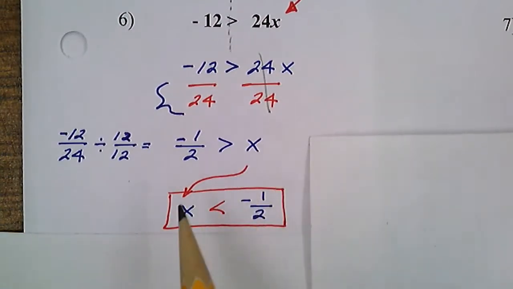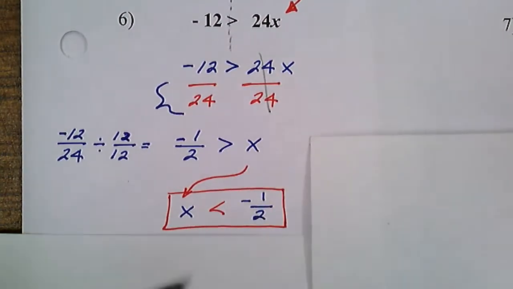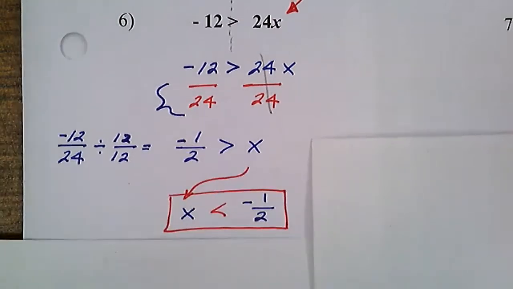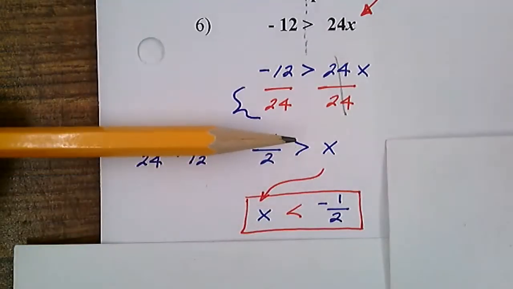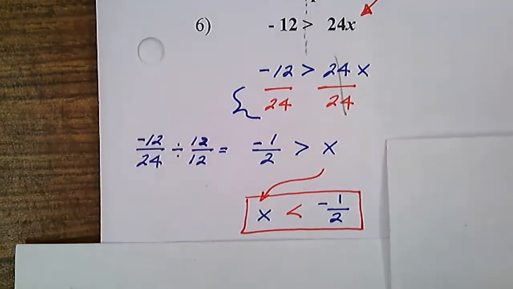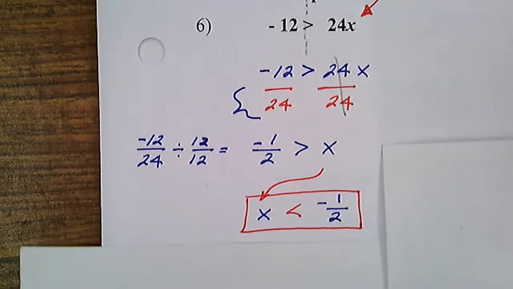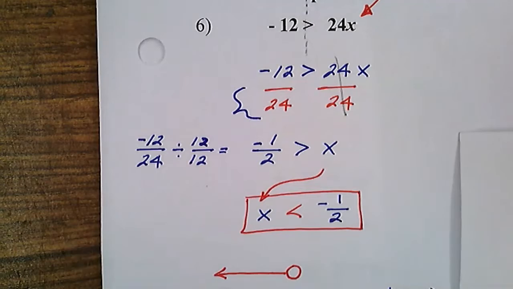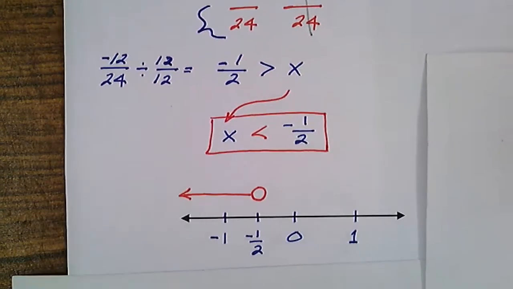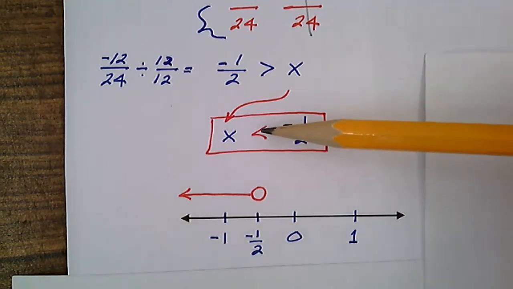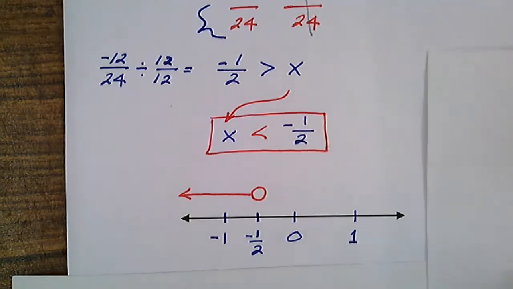So we need to move our variable to here, and then instead of our street sign telling us to go that way, we want our street sign to tell us to go that way, to the left. So now when I graph this, it's going to be an open circle, because there's no equal sign. I'm going to draw my graph to the left because now we're going the direction we're supposed to go. Okay, so you've got a few more of those.